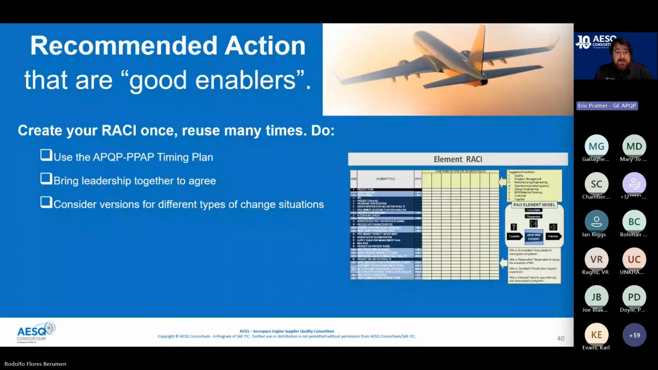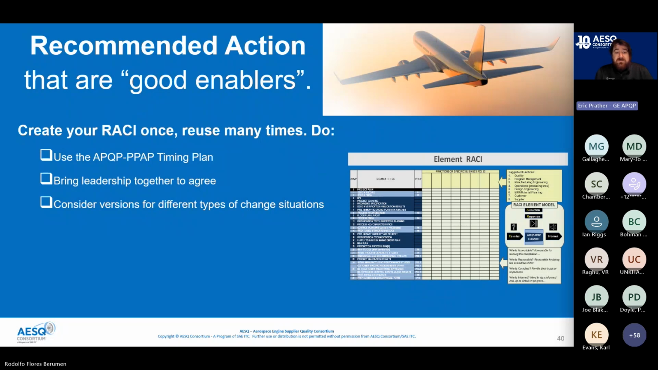So I'm going to wrap my portion up. So some recommended actions. These are good enablers. Create the RACI once, proceduralize it, make sure that it makes sense for you and that you can use it. So use the APQP and PPAP timing plan. Definitely bring in your leadership to agree, right? We don't want to assign people to things that don't have the bandwidth, don't have the scope, whatever it might be. So make sure that when you do proceduralize this, that you do get any sign-offs.